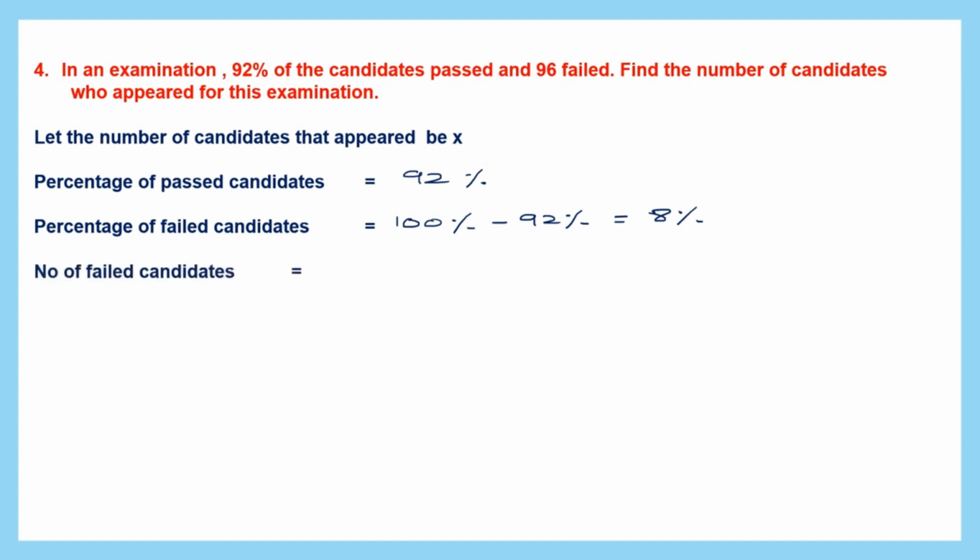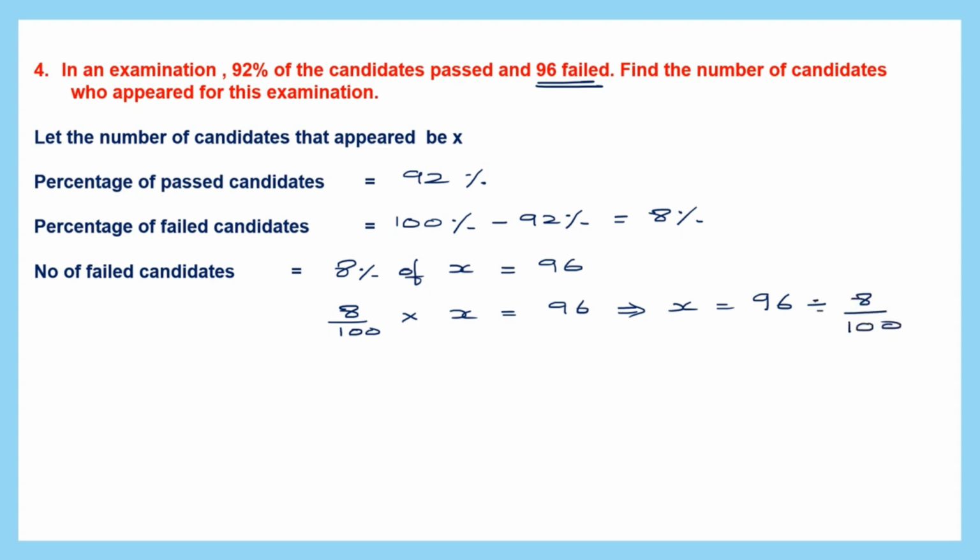Okay, so how many students have failed? Given to us, 96 students have failed. That means 8% of the total number of candidates, which we said let it be X, is 96. So number of failed candidates is 96, and that is 8% of the total. So now let's calculate. So this is 8 by 100 into X. This will give us 96. So this means X is equal to 96 divided by 8 by 100, because I've transposed 8 by 100 to the other side. Multiplication changes to division.